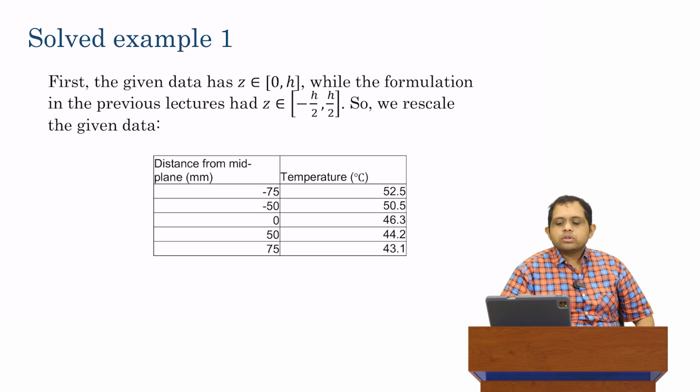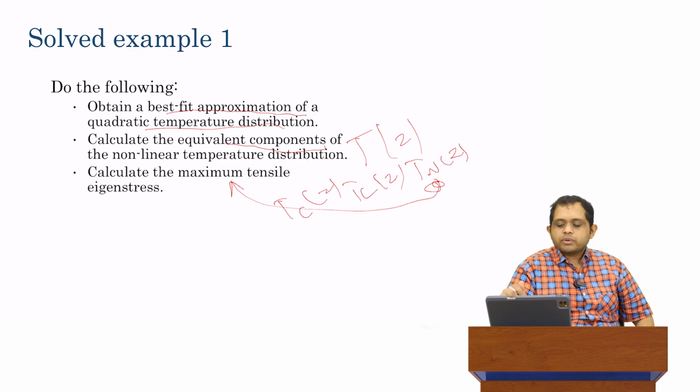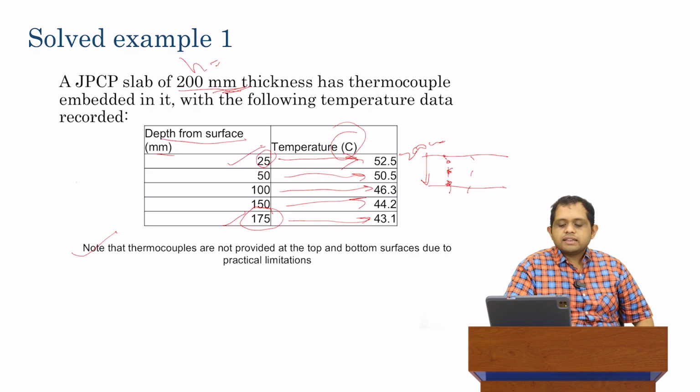Now, one thing to note is that in the data which we're given over here, this is the depth Z. This is going from 0. So technically it starts at 25, but that means it's starting from the top. So it's going from 0 to H. H is 200, although we don't have a thermocouple exactly at H, but that's the order in which this is going. So in the given data, Z, which is the depth, is actually shown from 0 to H.